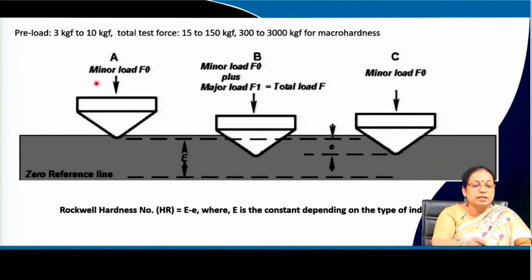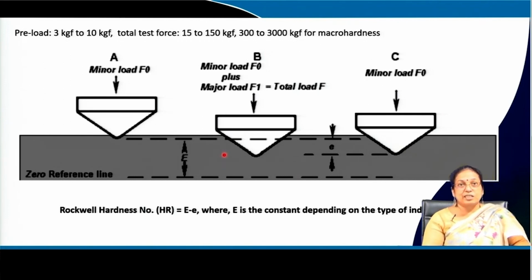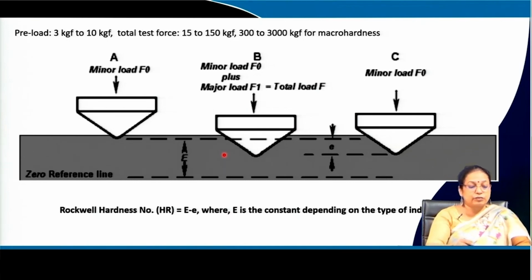For example, here the hardness value is presented in the form of a number: Rockwell C, Rockwell B, so different numbers are there. This is the case where the way it is measured is shown here. This is that typical conical indenter. Here the minor load varies from 3 to 10 kilogram force, and after this minor load, there is setting of the hardness tip with the surface.